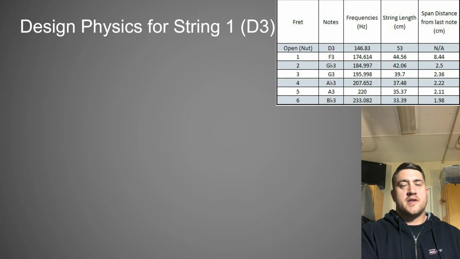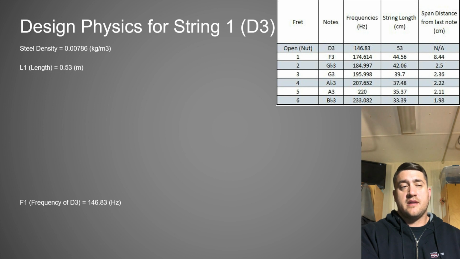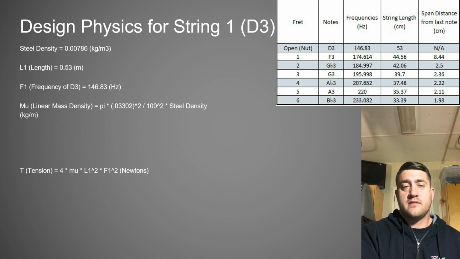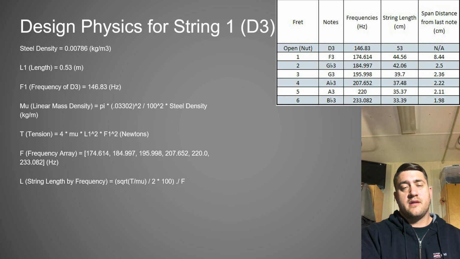In this slide, we're going to go over the design physics for string 1, D3. I provide you with steel density, your length, and your frequency for D3. Calculations for mu, tension, and I also provide an array for frequencies, and then also a calculation for string length by frequency. That is how I'm able to provide the information in the box.